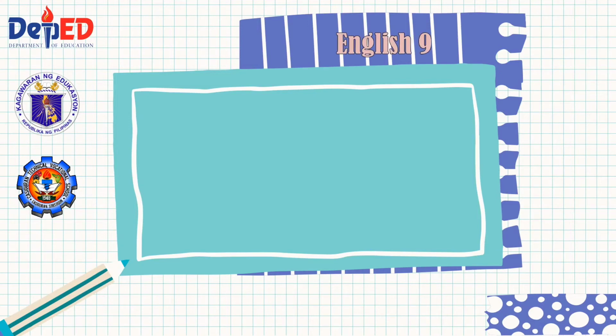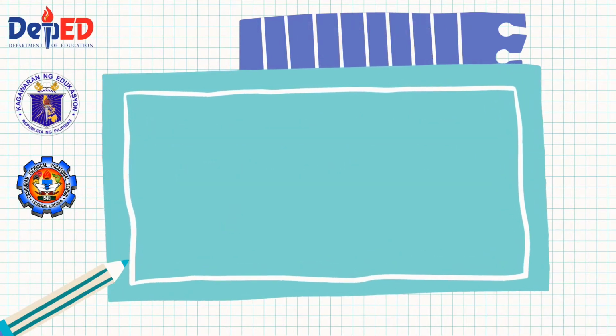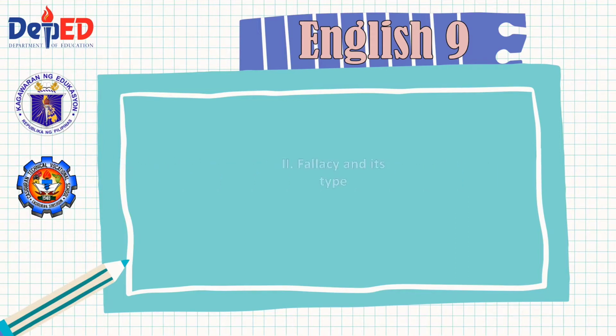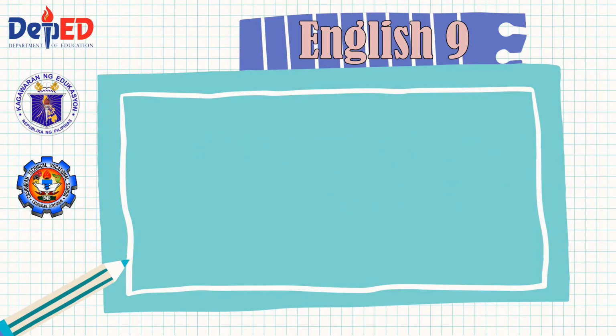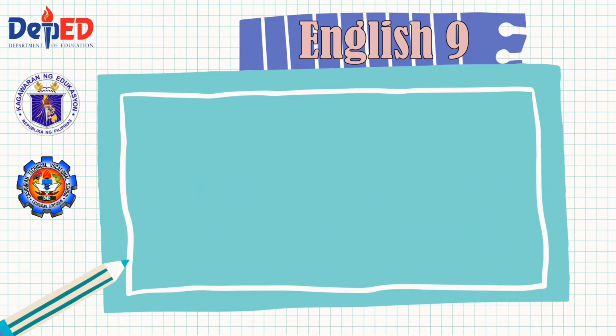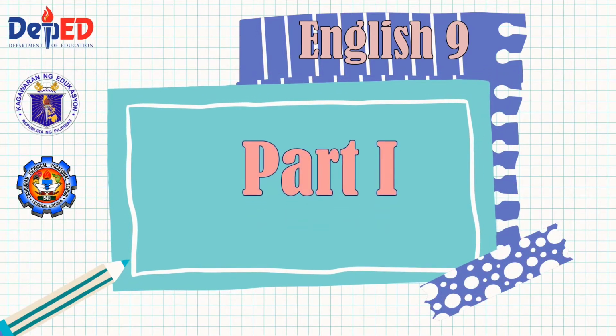Today, in English 9, we're going to have a lesson in judging the validity of the evidence listened to. This lesson will have 3 parts. Part 1 is a short introduction which will discuss active and passive listening. Part 2 is about fallacy and its types. And lastly, Part 3 is about checking the validity of information. We're going to have the first part.